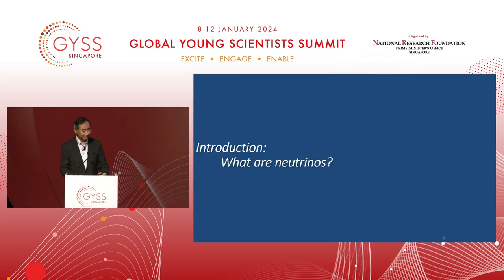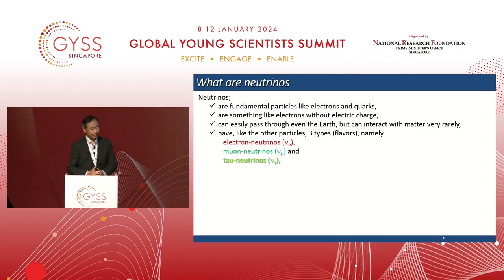Okay, what are neutrinos? First of all, neutrinos are fundamental particles like electrons and quarks. Neutrinos are something like electrons, but without electric charge. In fact, this feature, without electric charge, has a significant impact. Neutrinos can easily pass through even the Earth. But fortunately for physicists, they interact with matter very rarely. Therefore, we can study neutrinos. And neutrinos have three types, namely electron neutrinos, muon neutrinos, and tau neutrinos. And I want to say that neutrinos have been assumed to have no mass.